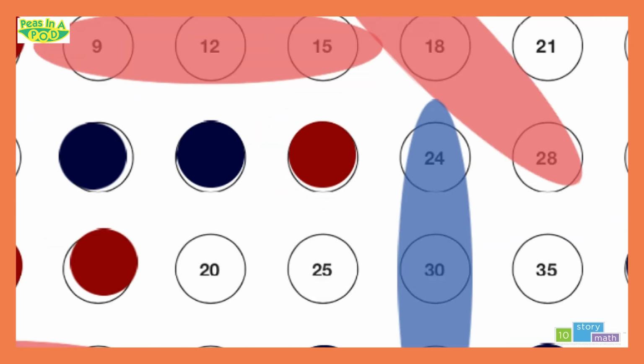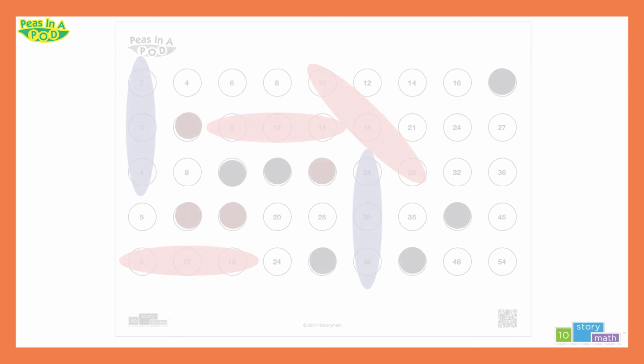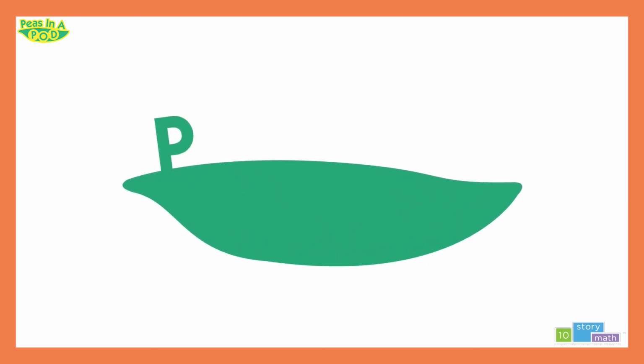This game has just ended. The red player has 3 pea pods. They win. But don't worry, blue player. You'll get them next time. And now you're ready to play Peas in a Pod.